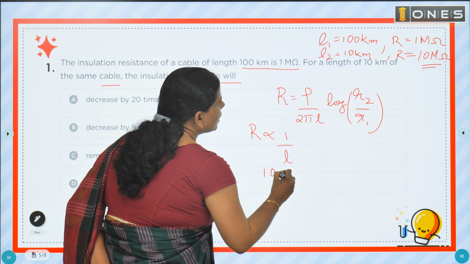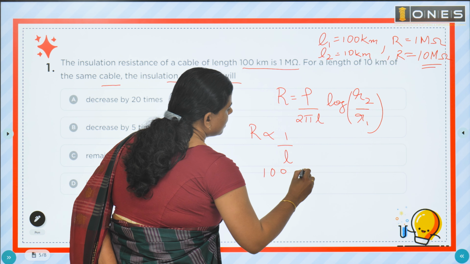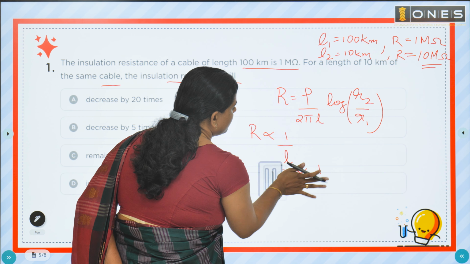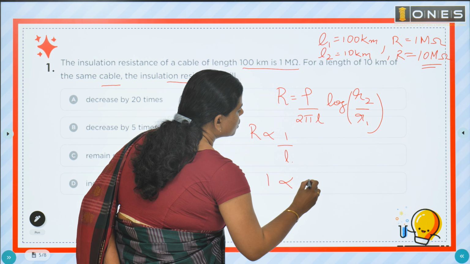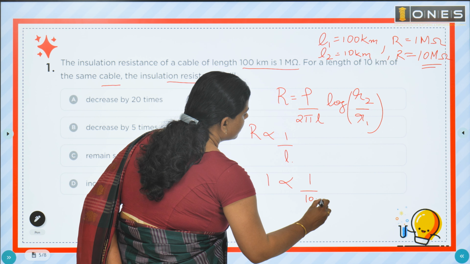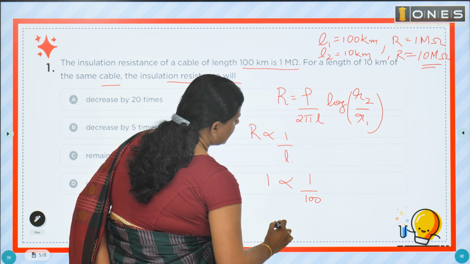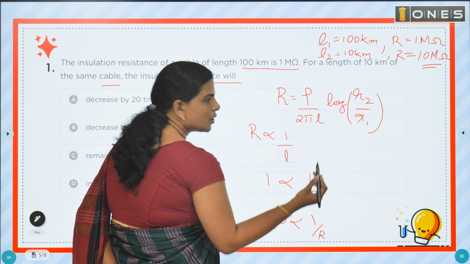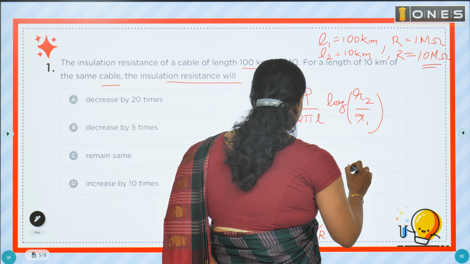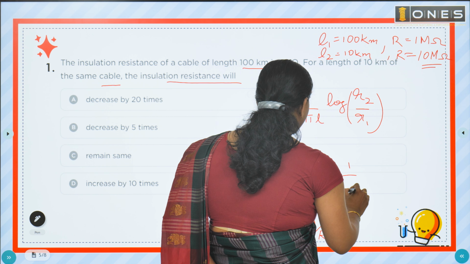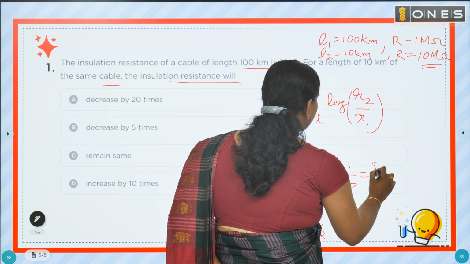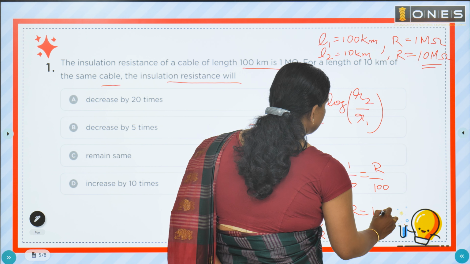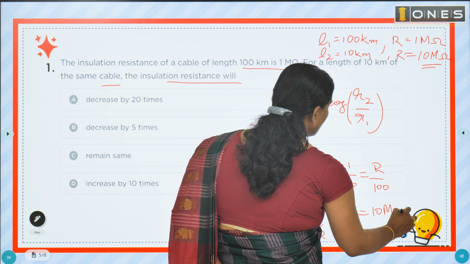That is, 100 is proportional to 1 mega ohm, that is, 1 by 100, and 10 is proportional to 1 by R. What is R? 1 by 10 is equal to R by 100. So R is equal to 10 mega ohm.